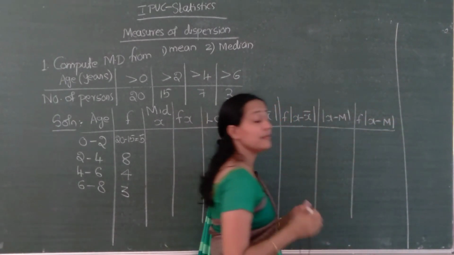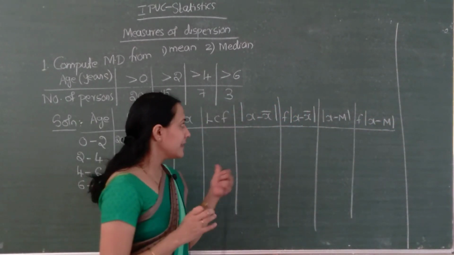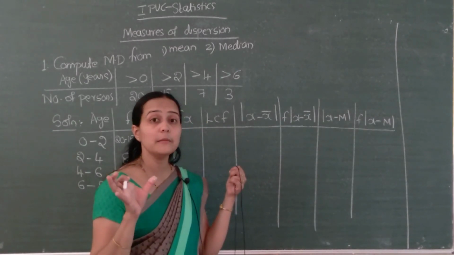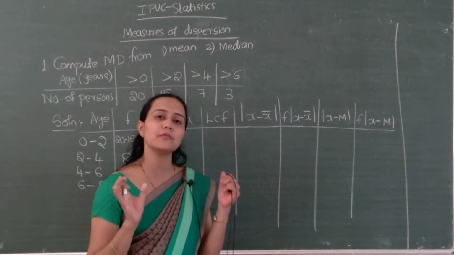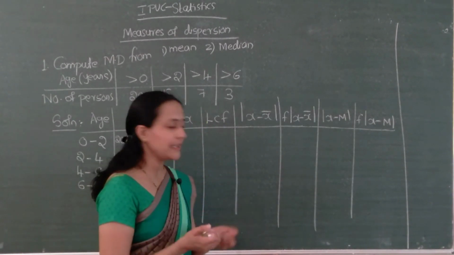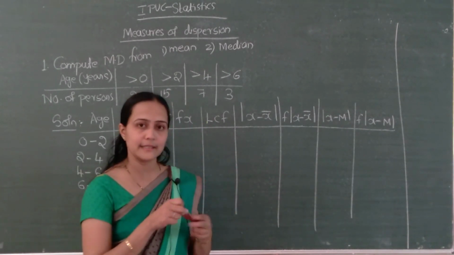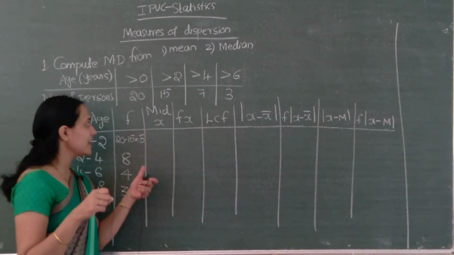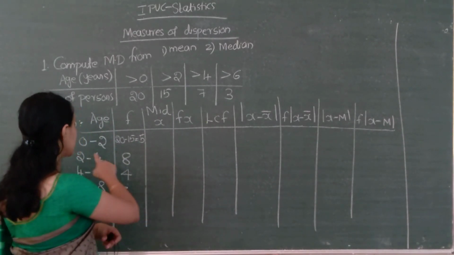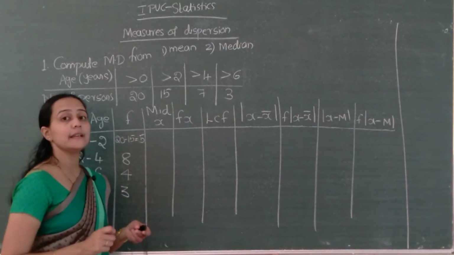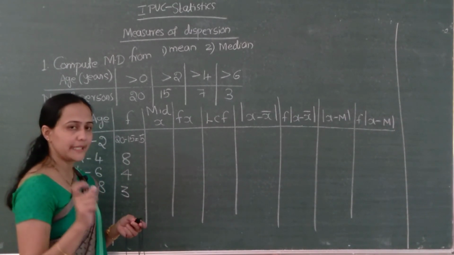This much is there. We have to compute. See, this is just based on formula. If you remember the formula, there is no difficulty in doing the tables. First we have to compute mid x. Mid x means 0 plus 2 divided by 2, that is, upper limit plus lower limit divided by 2.